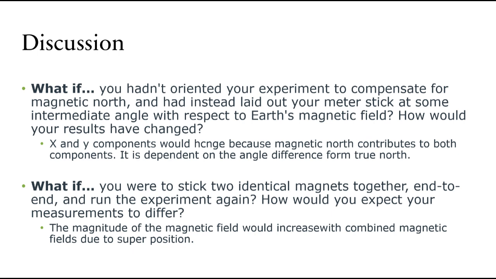So what if we hadn't laid out our experiment to compensate for magnetic north and had instead laid out our meter stick at some intermediate angle with respect to Earth's magnetic field? So what changes is that the x and y components would change because magnetic north contributes to both components, and it's dependent on the angle difference from the true north.